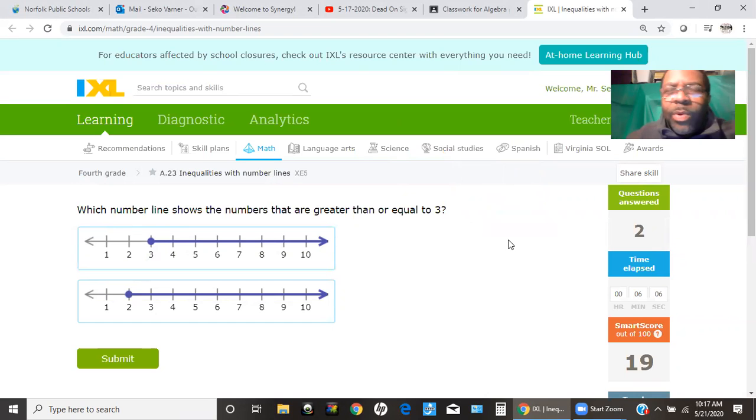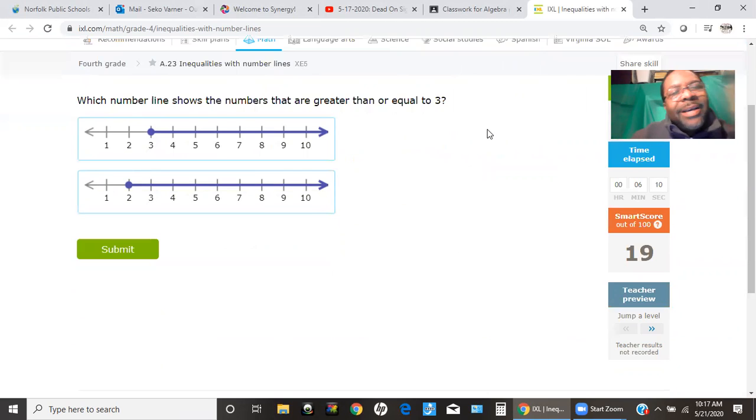I'll help you with one more. Uno más. All right, let's do one more. Which number line shows the numbers that are greater than or equal to 3? Greater than or equal to 3.